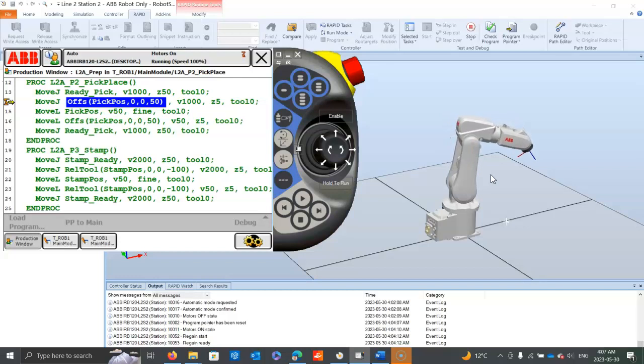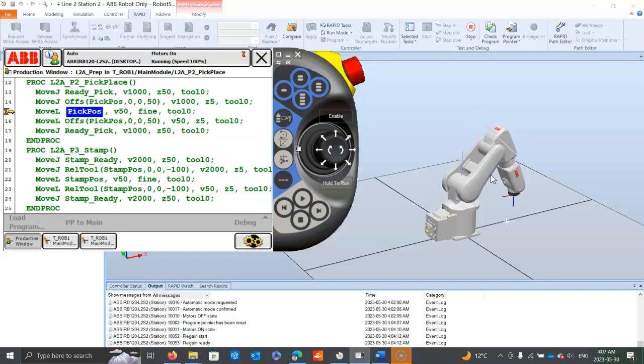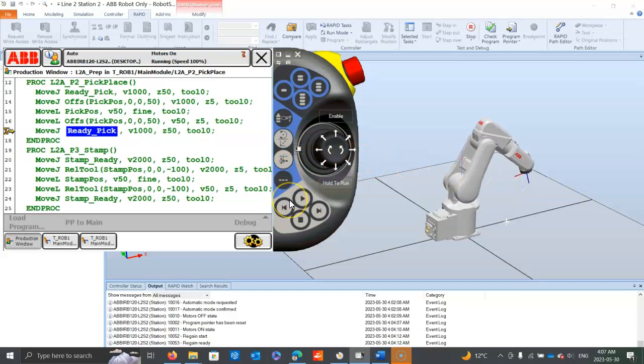Joint move up to the approach position. Now vertical linear motion to move to the pick place and back from the pick place.